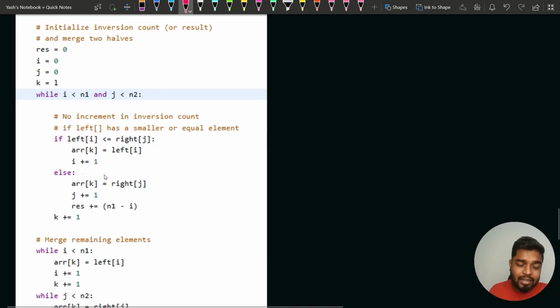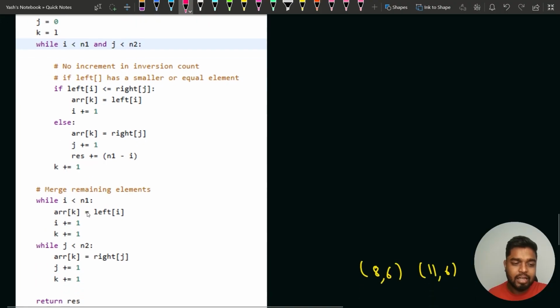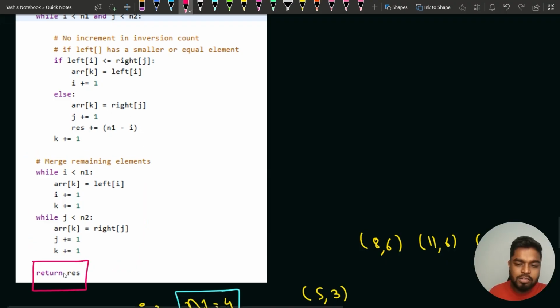But if the left element is greater than the right element, then this should be counted as an inversion. So we should count the number of inversion pairs as n1 minus i here. That is what I have explained. And we keep on moving our j pointer and k pointer respectively. Now, whatever remaining elements are there either in the first array or second array, we basically merge them also. Then at the end we return the merged array, which is overall sorted here.